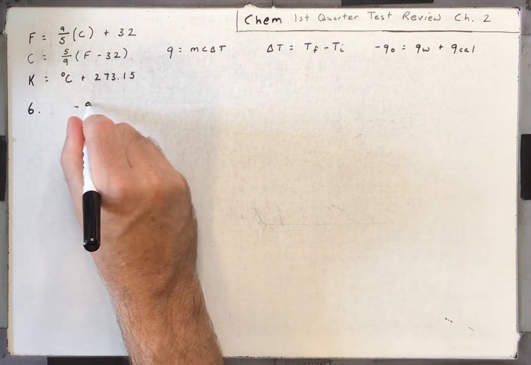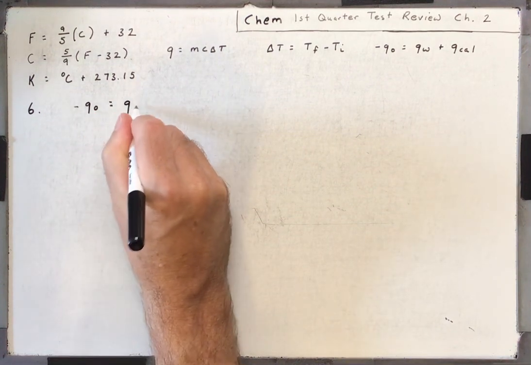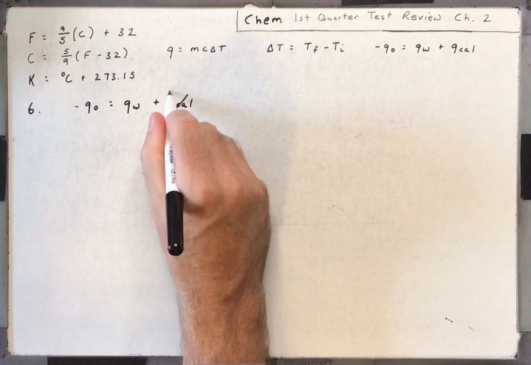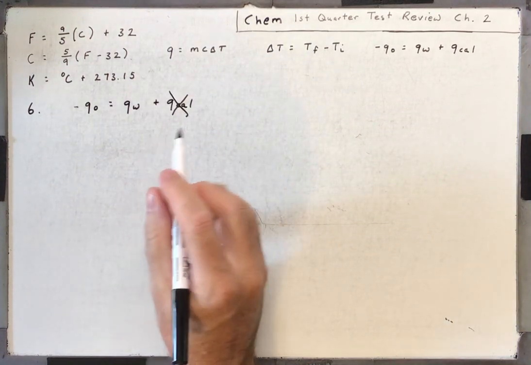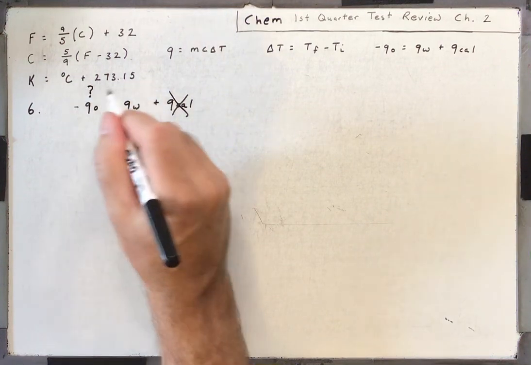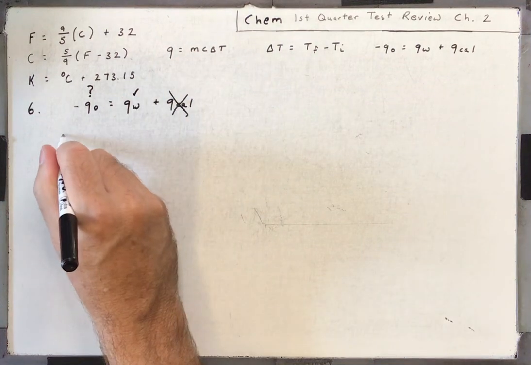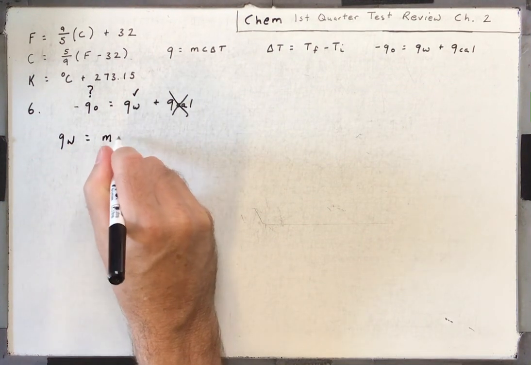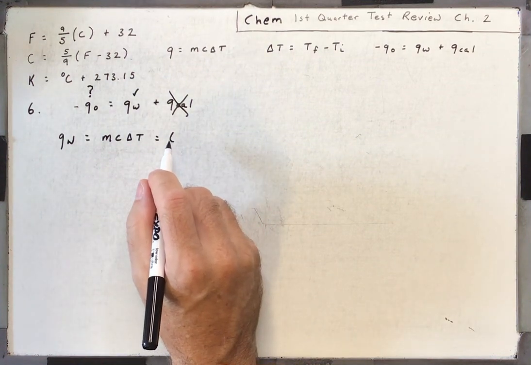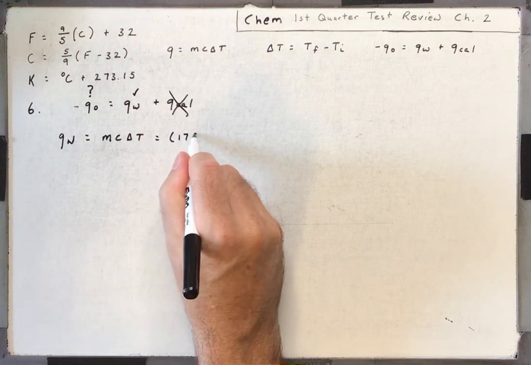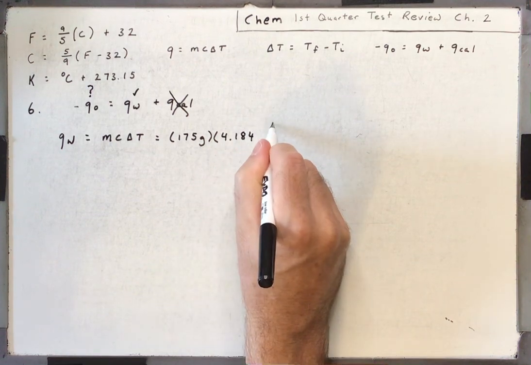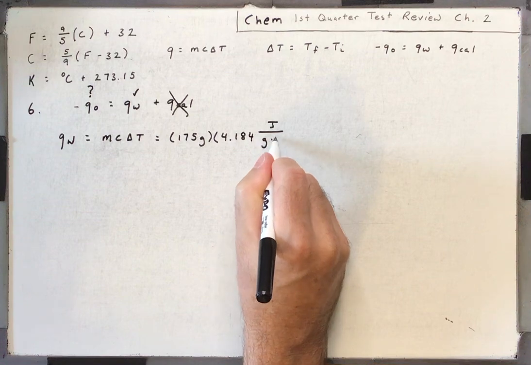Okay, we have our calorimetry equation. Minus Q of the object is equal to the Q of the water plus the Q of the calorimeter, and we get to ignore the calorimeter. All right, we don't have enough information to get the Q of the object because we don't know the specific heat. So I'm going to put a question mark there, but we can get the Q of the water. Have everything we need to know. That's MC delta T. The mass of the water is 175 grams. The specific heat of water is 4.184. You'll be given that on your test, but you've probably memorized it by now.